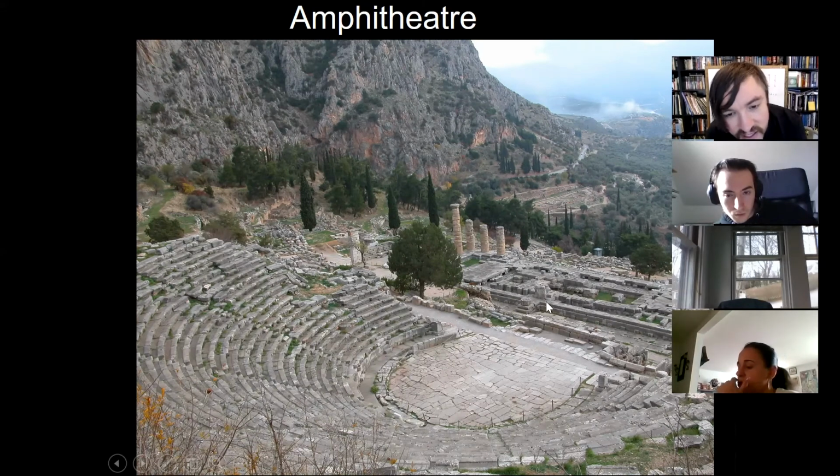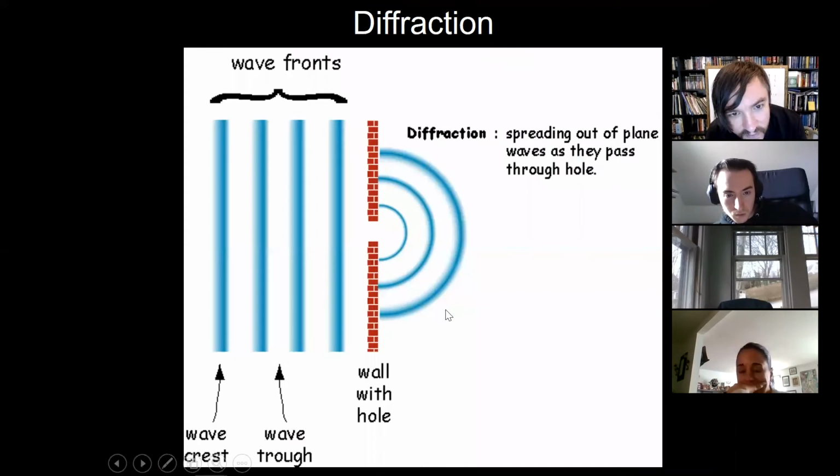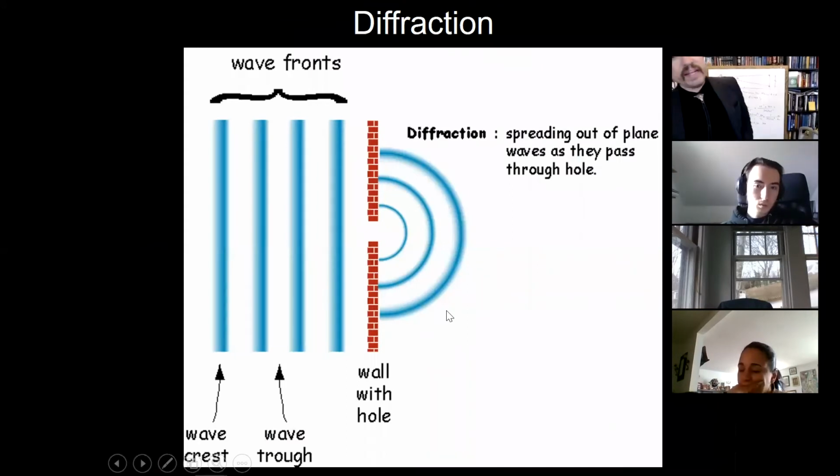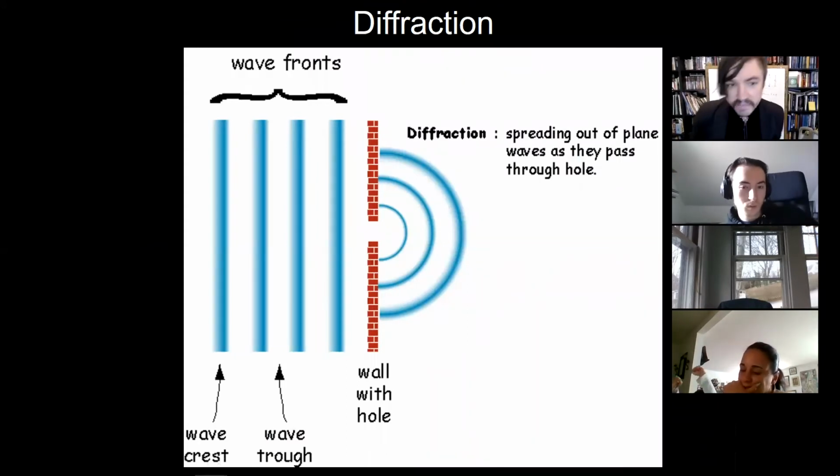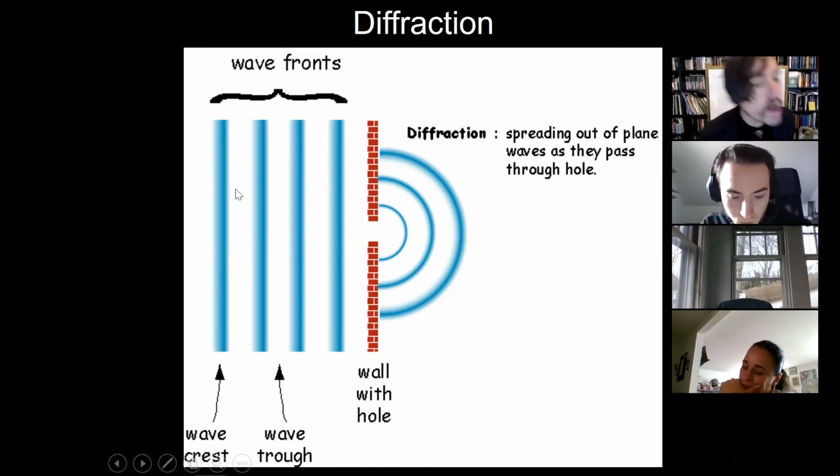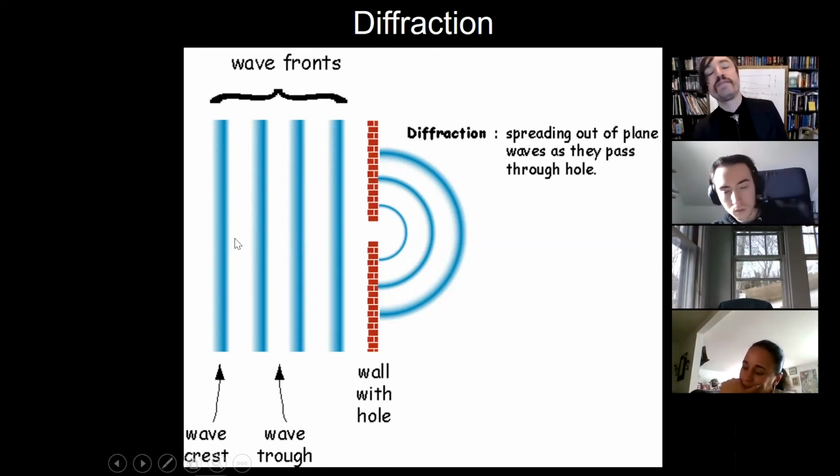So we can see interference patterns in all types of different waves. It turns out that diffraction is intimately related to interference in a complicated way. And I'm going to give you a quick and dirty version of it because of time here. But diffraction is basically the bending of a wave as it passes through some kind of an opening. And diffraction happens with water waves and with sound waves and, of course, with light waves.